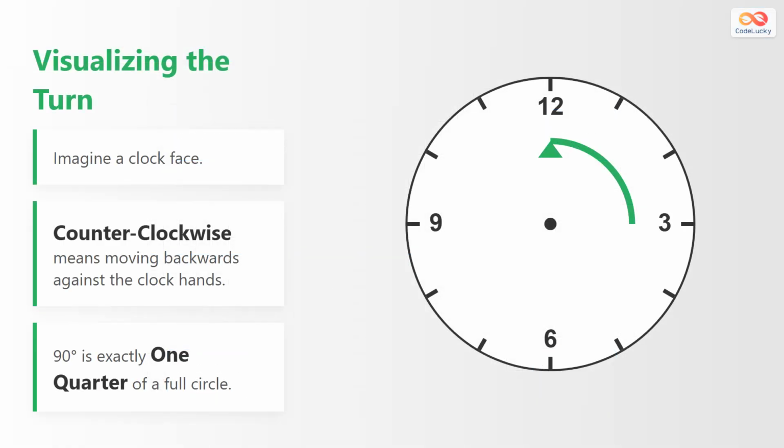Think of a clock face to visualize this. If the minute hand is pointing at 3, which represents our positive x-axis, and we move it counterclockwise by 90 degrees, it will end up pointing at 12, which represents the positive y-axis. This quarter turn is the movement we are simulating with our coordinates.